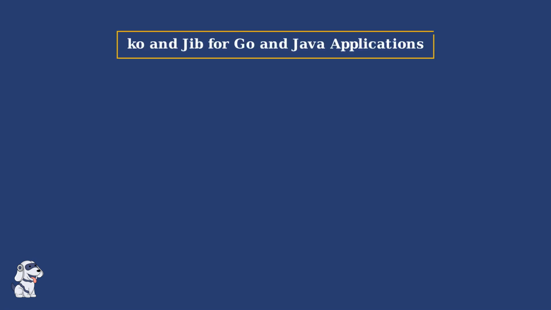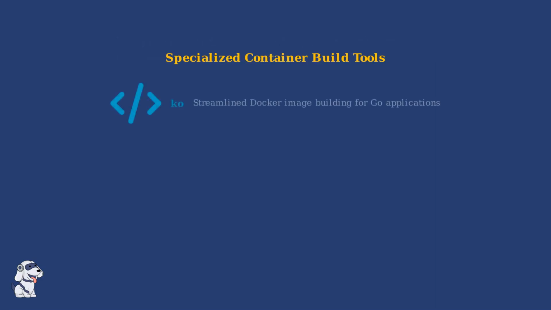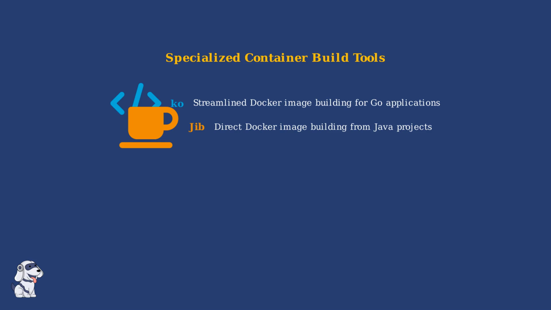Specialized tools like Ko and Jib have revolutionized the way developers build Docker images for Go and Java applications. These tools eliminate the complexity of traditional Docker builds while significantly improving performance and developer productivity. Ko is a specialized tool designed specifically for Go applications, while Jib focuses on Java projects. Both tools eliminate the need for traditional Dockerfiles and complex build configurations.